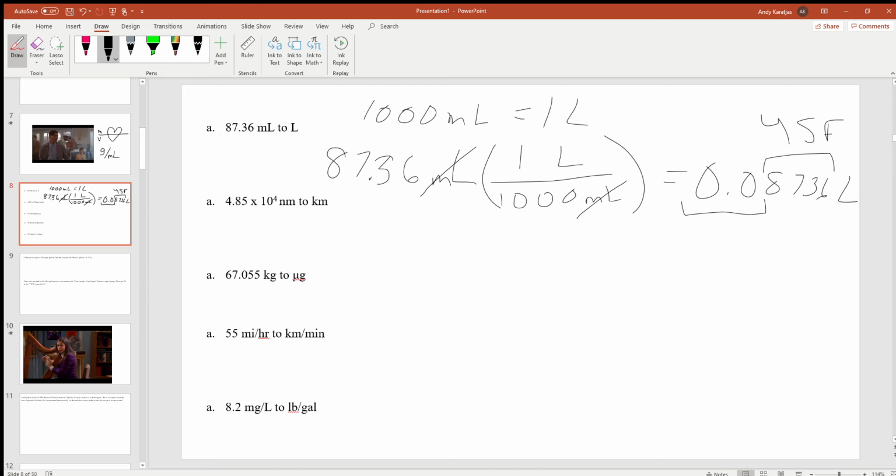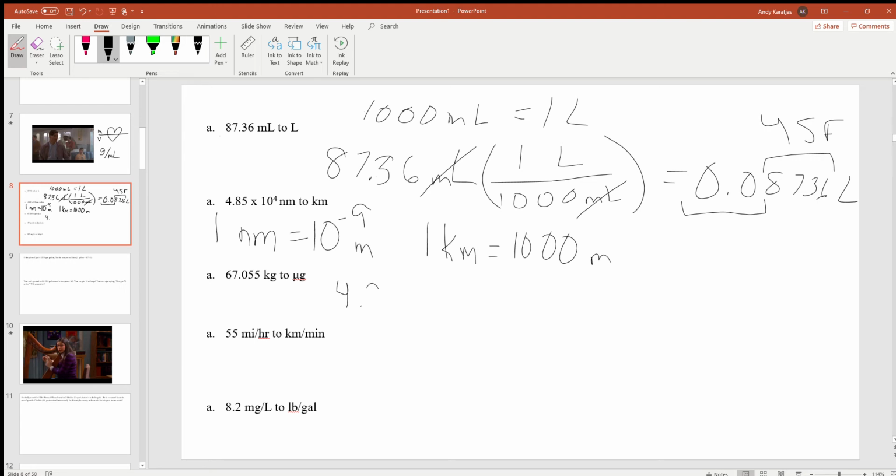So the relationship between meters and nanometers, we know that 1 nanometer is 10 to the minus 9th meters. And as we've already used, we know 1 kilometer is 1,000 meters. So what we're going to do then is these 2 conversions will allow us to go stepwise from nanometers to meters and then meters to kilometers.